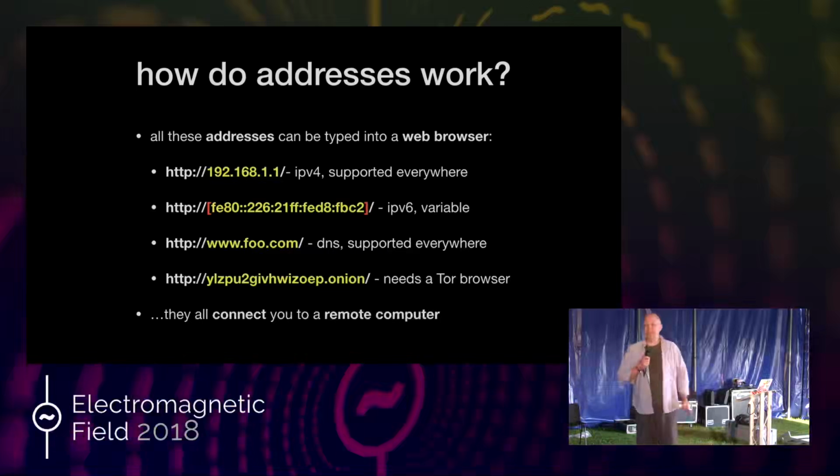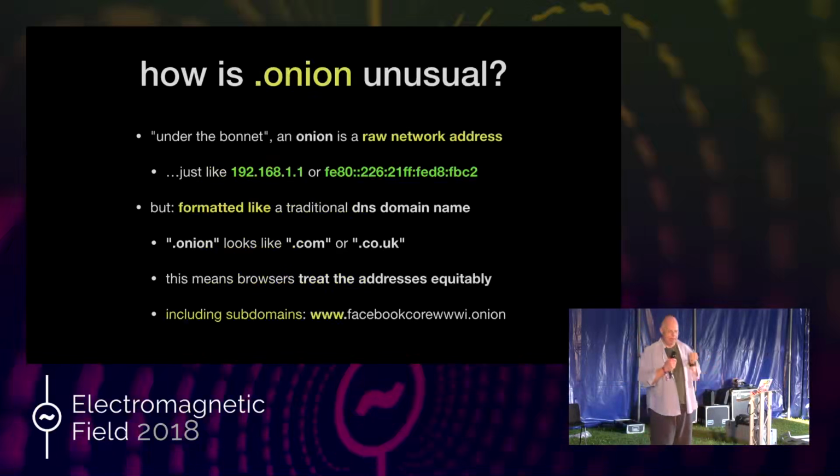How do they work? Well, you type them into a browser and you connect to a computer. That's pretty much it. There's a slight tweak with IPv6 that you have to add square brackets because of some syntactic issues which Tim Berners-Lee forgot to think about. However, there's a cute twist because .onion is unusual. Under the bonnet, it's actually a raw network address. It looks like www.foo.com, www.something.onion. However, it's actually a string of binary digits that mean something to a network stack.